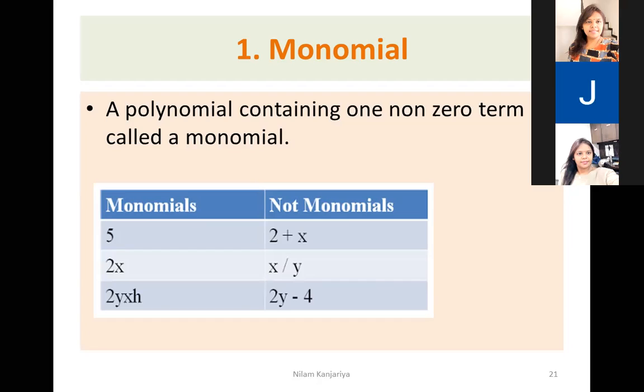Monomial, that is a polynomial containing one non-zero term. It is known as a monomial. And there are some examples of the monomial and non-monomial. If the polynomial has only a single term, it is known as a monomial.